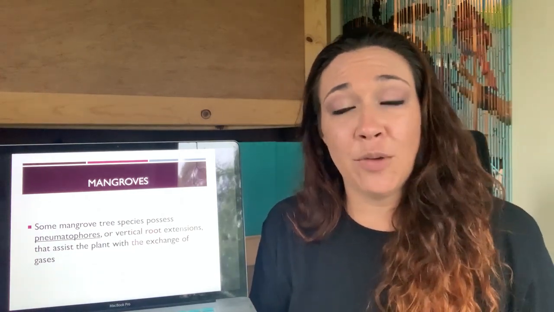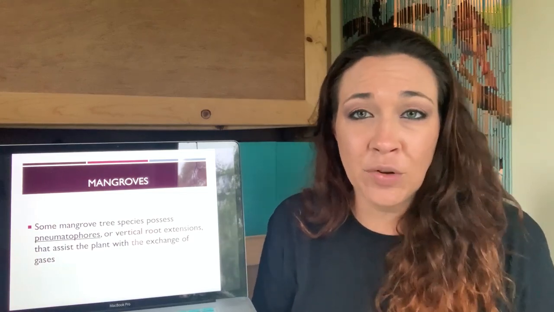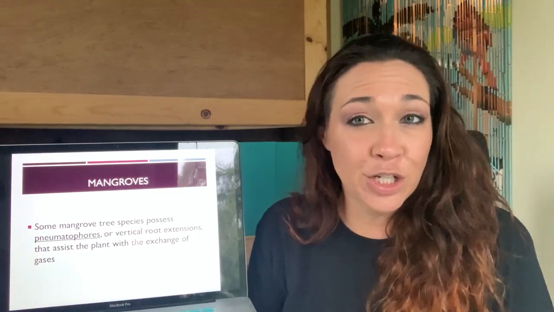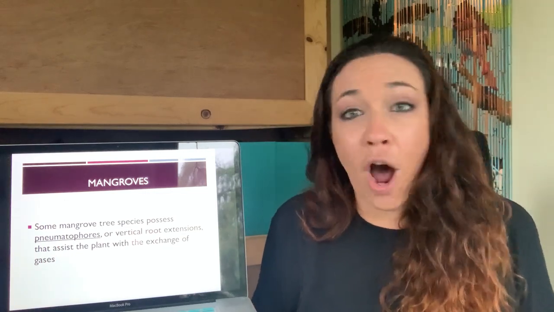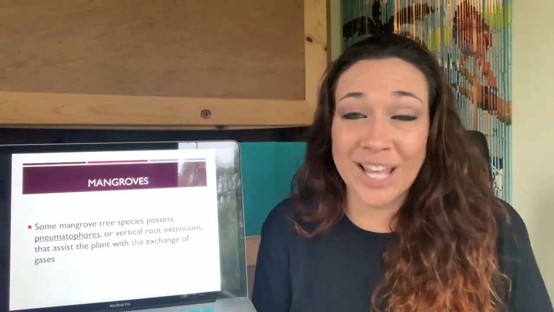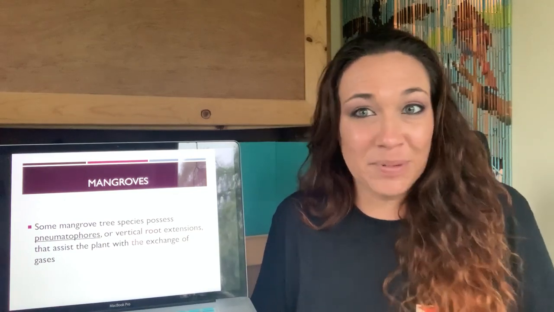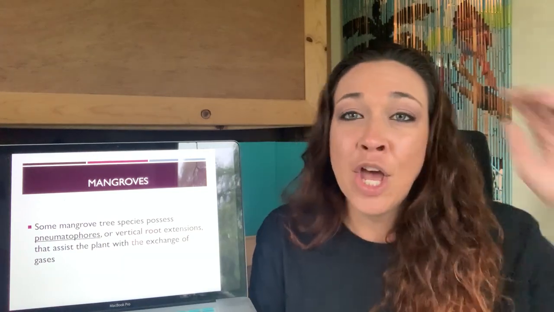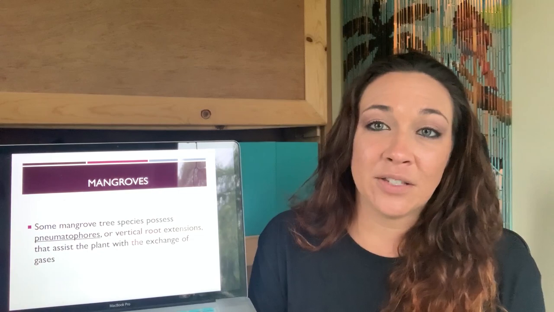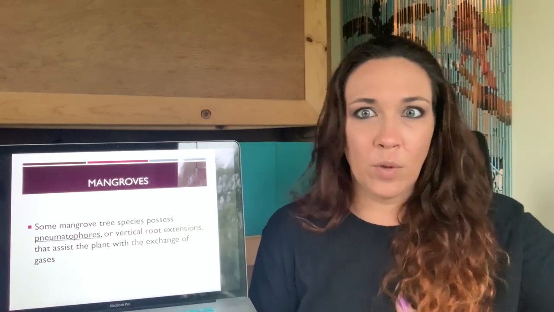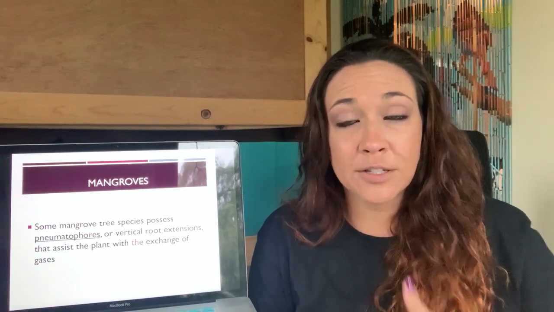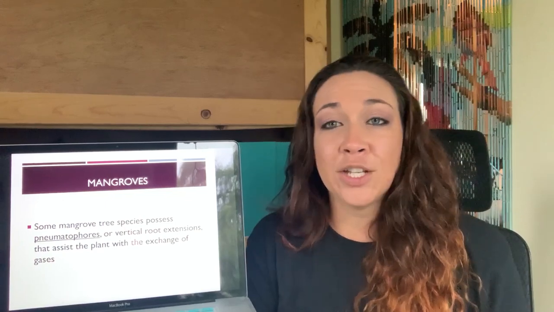Basically, these are just vertical root extensions. What they're allowing the mangrove to do is, if the tides are high and they need to do some kind of gas exchange, because remember, they're doing photosynthesis, which means they're producing oxygen, and oxygen is toxic to plants. They don't need it. They don't want it. This buildup causes all sorts of bad things to happen. So they need to get rid of it as fast as possible. It's just like us. We don't want to accumulate CO2. That's very bad for us. So by having these vertical root extensions, they can do gas exchange even when underwater.